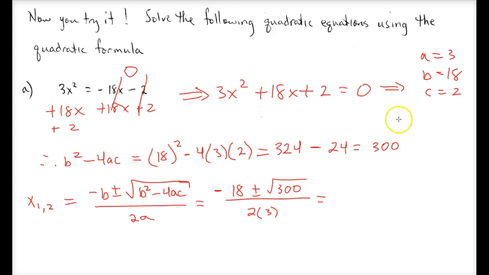From that point, we know that 300 is not a perfect square, so we're going to have to try to break this down. We do know that the square root of 300 is the square root of 100 times the square root of 3.